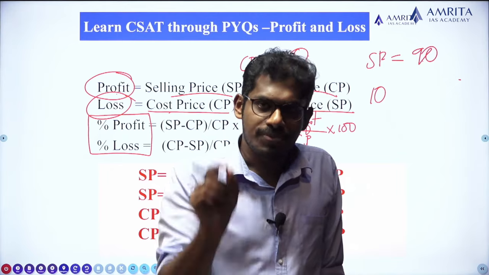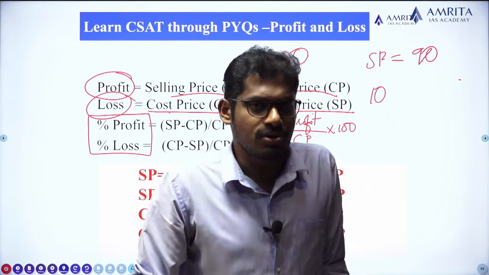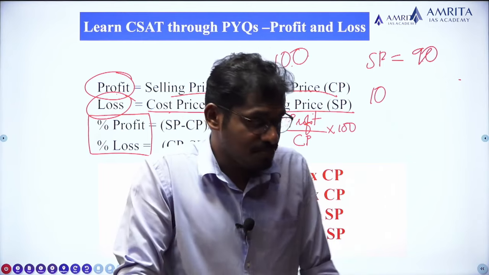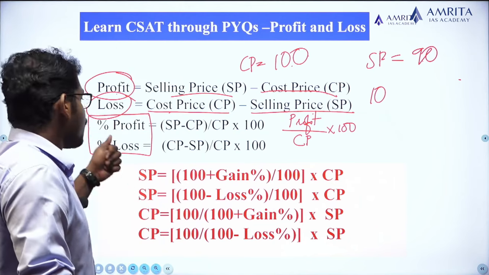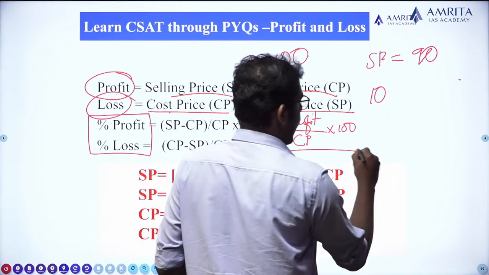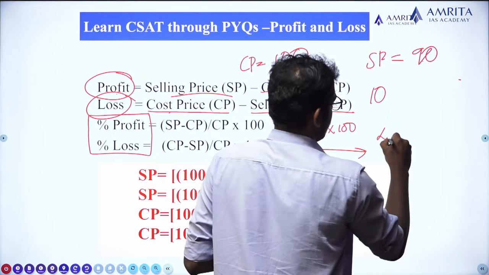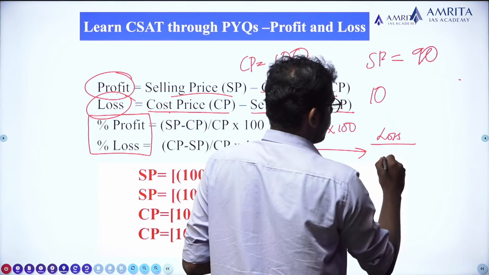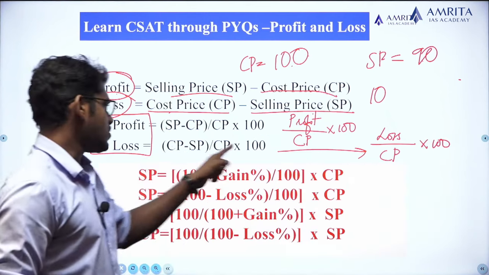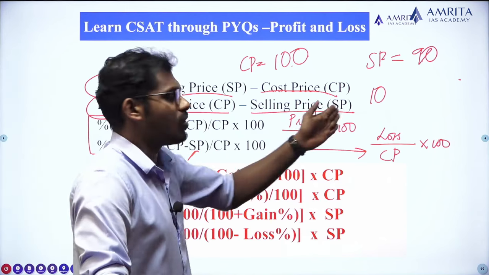Find out what actually the profit is, divided by what actually the cost price is, into 100, because it is asking the percentage. So we have to multiply it by 100. Clear? If you are asked to find the loss percentage, then the idea will be loss divided by cost price into 100. Simple idea. So this loss is given as cost price minus selling price, which we have already done.